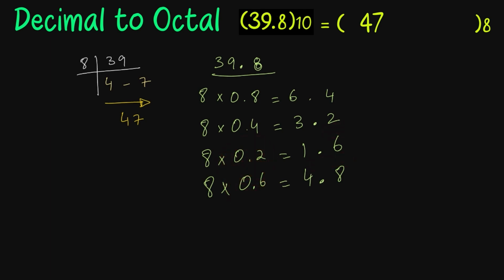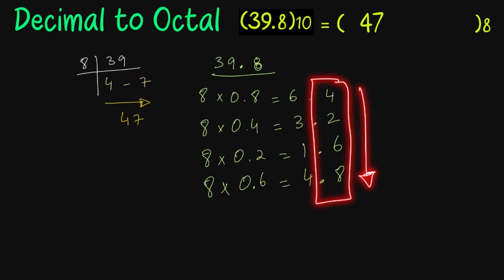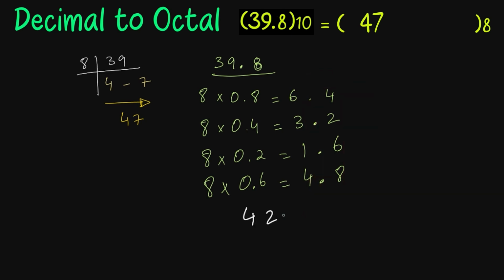Now what we will do is combine all the whole parts from the fraction calculations from up to down and put them in the answer, which is 4268. So our answer will be 47.4268.